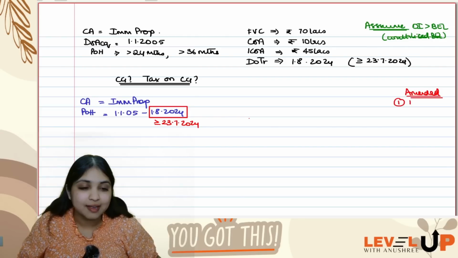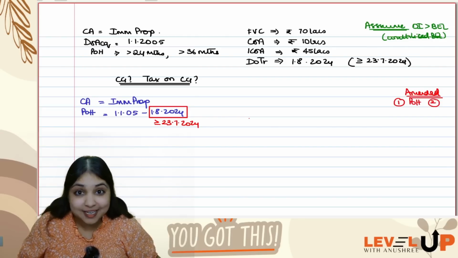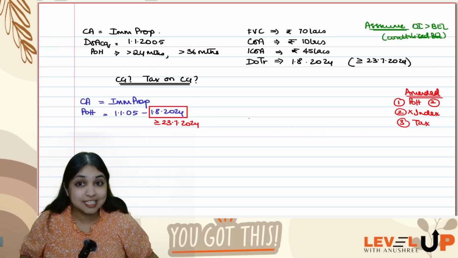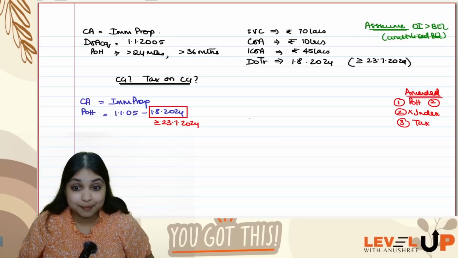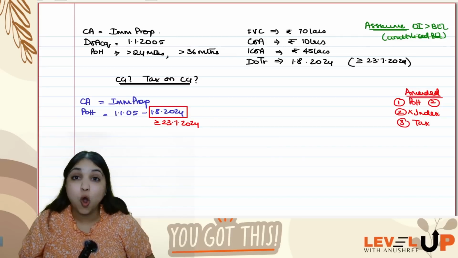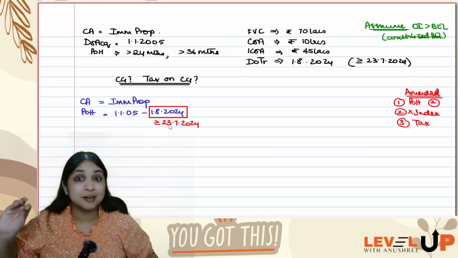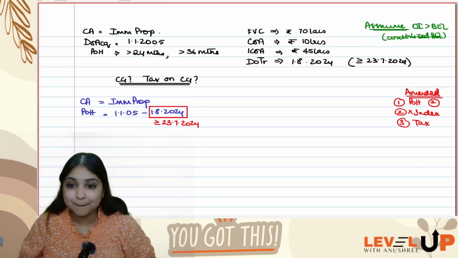Place number 1, period of holding, only 2 periods, guys. Place number 2, no indexation benefit, guys. And place number 3, tax calculation will change. 3 places will get attacked. So keep in mind, the date of transfer here is on or after 23rd July 24. So the full computation I'll have to do as per the new provision, as per the amended provision.